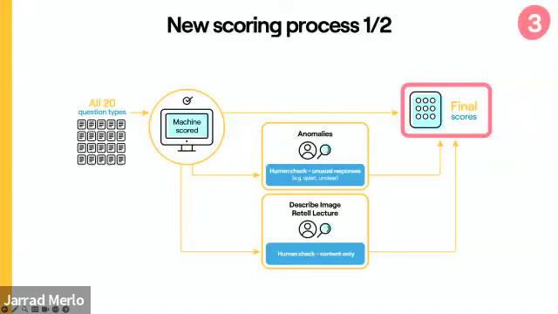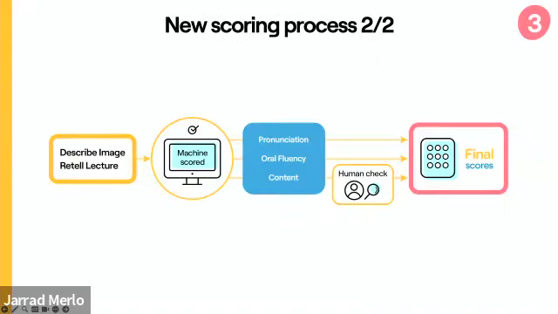So again, in the new scoring process, a human will be checking every describe image and retell lecture response and giving them a score for content from 0 to 5. It's important to note that the human expert will not be scoring your students' pronunciation or oral fluency. The AI still does that. So it's just a double check that takes place for content.